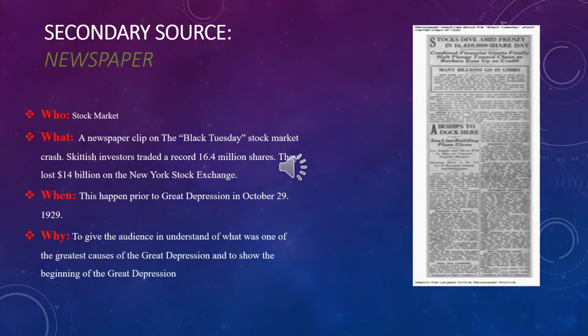The secondary source I chose was a newspaper clip based on what could have been the cause of the Great Depression, which was the Black Tuesday stock market. The newspaper clip was to give the audience an understanding of one of the greatest causes of the Great Depression and to show the beginning of the Great Depression. This happened prior to the Great Depression, on October 29th.